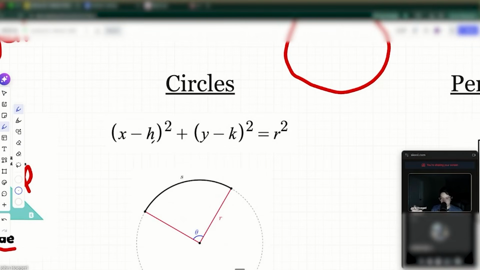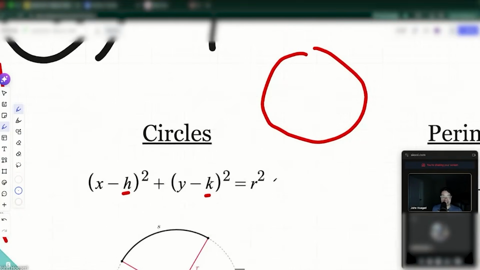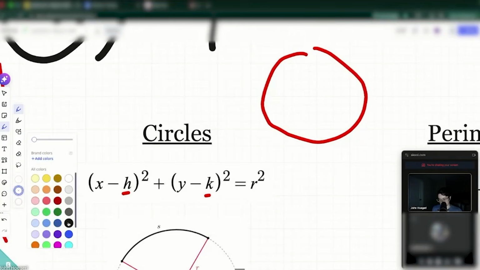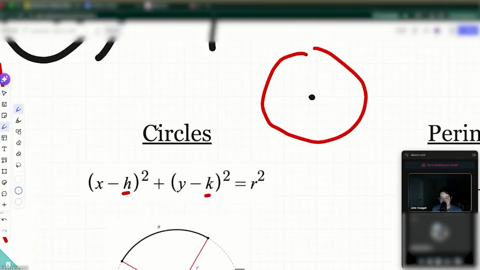The formula for a circle is this. Now, if you're confused about what is going on here, definitely check Desmos. I talk about this in my Desmos course, Desmos videos, everything. But just for a quick overview, what is being said here is that (h, k) would be the center point of the circle. So if I'm writing this into Desmos, (h, k) would be this middle point right there.